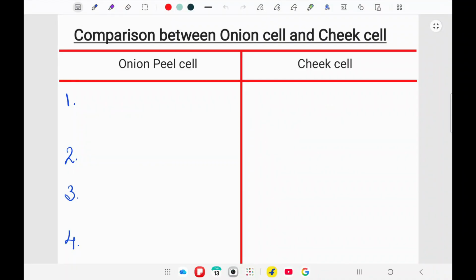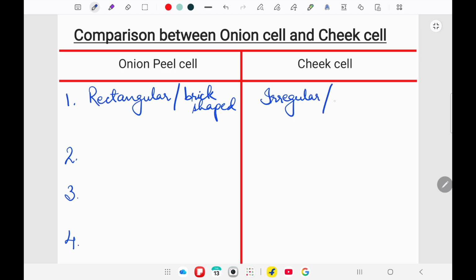Let us do a quick comparison between the observations that you found in the onion cell and the cheek cell. The first is you found that the shape of the onion cells were rectangular, brick shaped, while the shape of the cheek cells were irregular, rounded. There was a presence of cell wall in the onion peel cell. Cell wall was absent in the cheek cell.